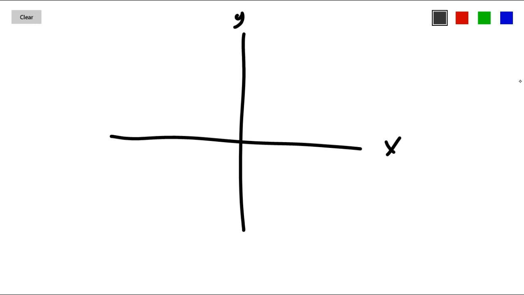So if I have an equation like this, if it's symmetric about the y-axis, that means if I flip it over the y-axis, this part is going to coincide. So it'll look something like this. That's symmetry about the y-axis. And symmetry about the x-axis works the same way, except if I flipped it over the x-axis, then the graph would coincide.